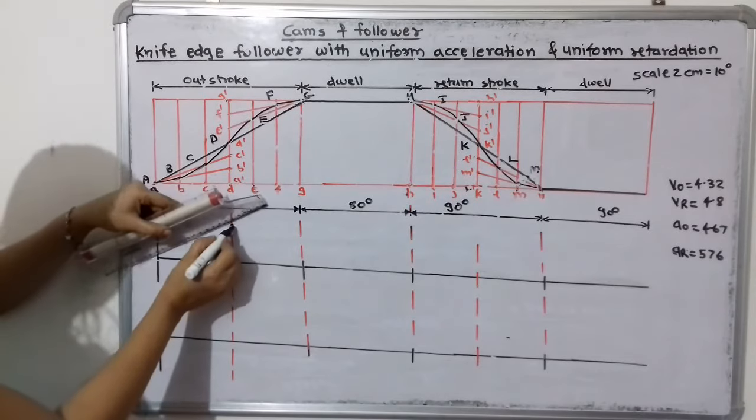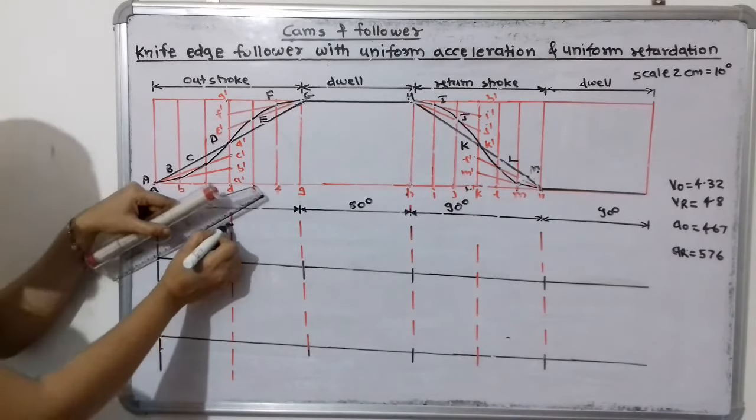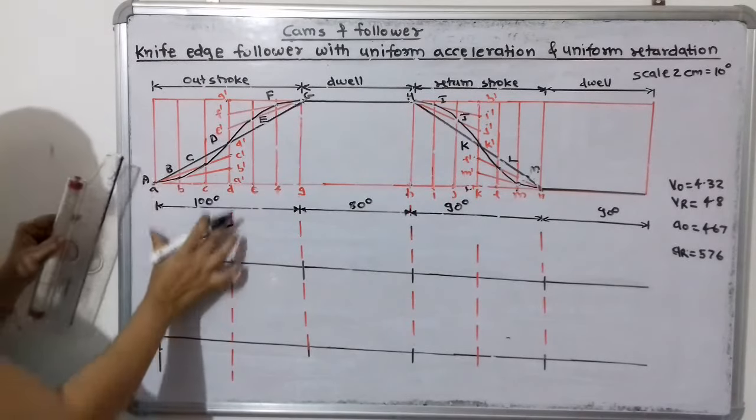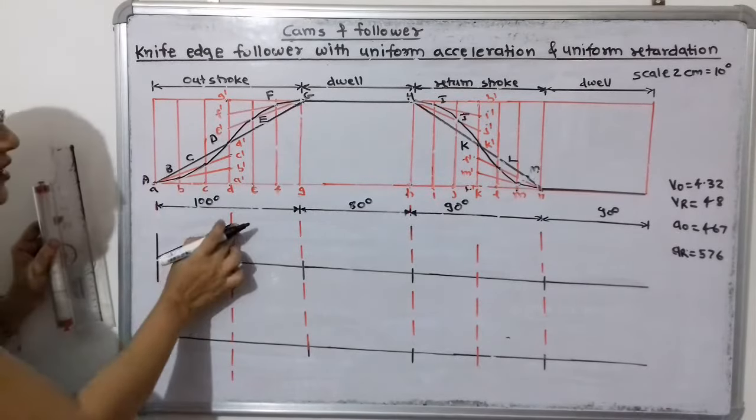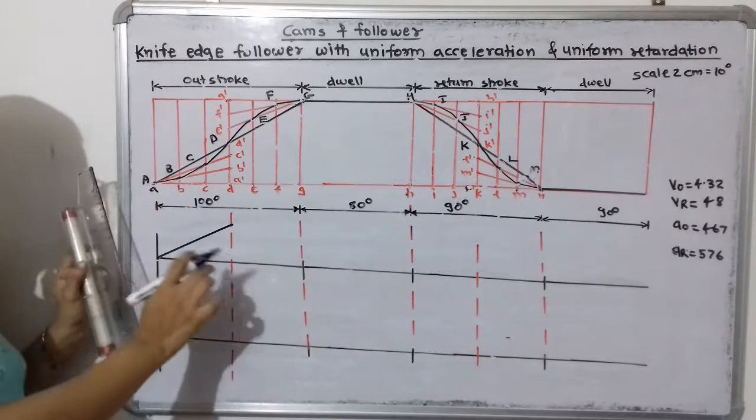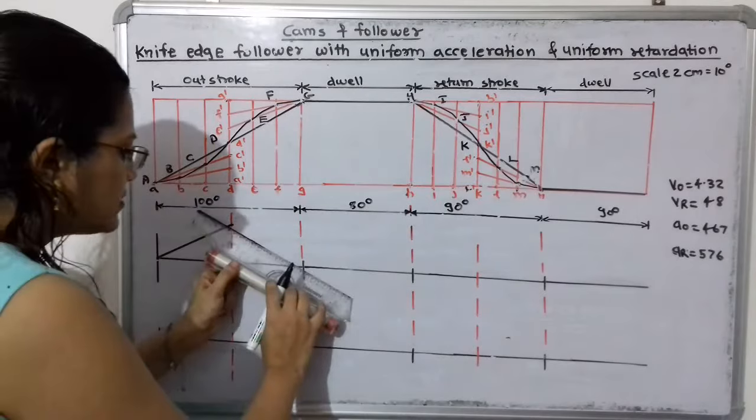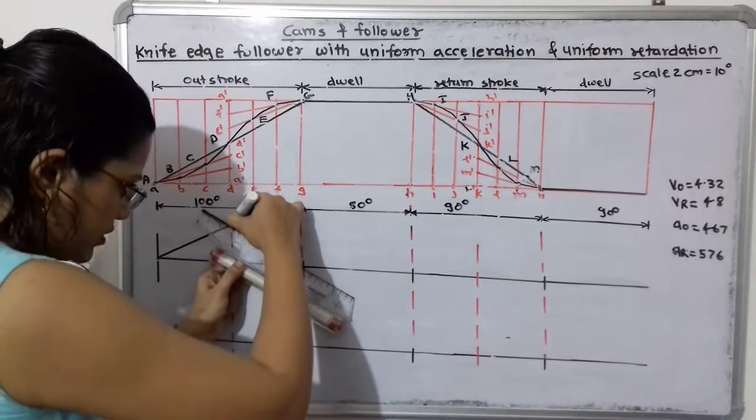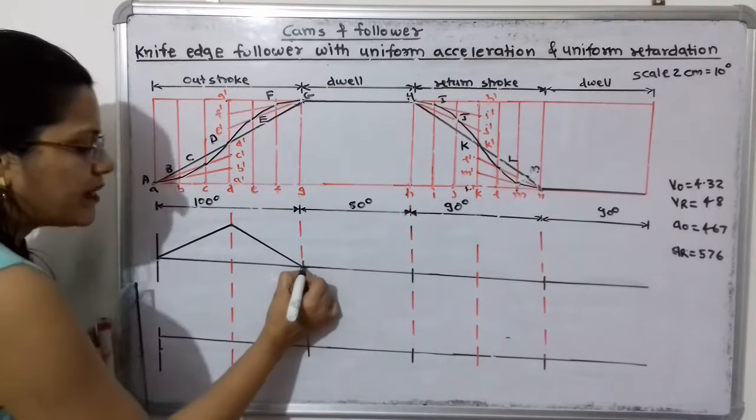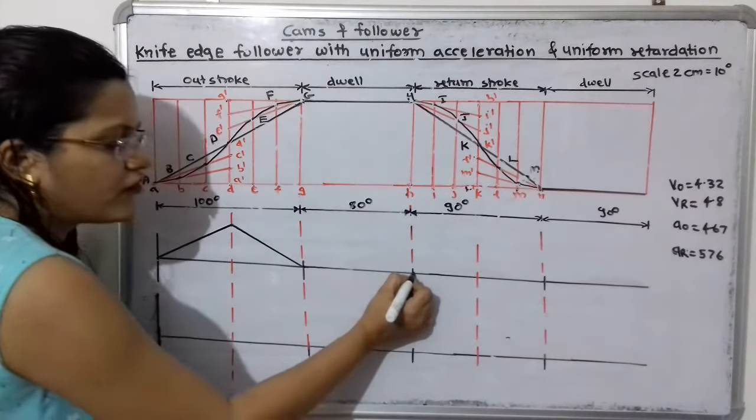So we have to take a uniform increase in the velocity during the first half of this outstroke, and during the second half of the outstroke this maximum velocity decreases to the initial point. That is, I have to show this uniform decrease in velocity. Now it remains constant during this period of dwell.